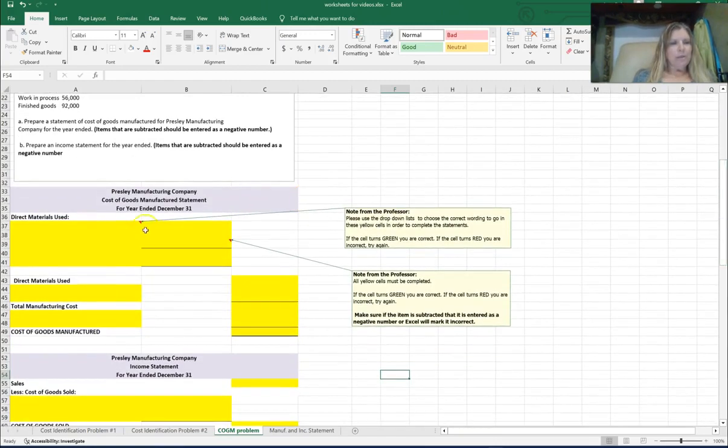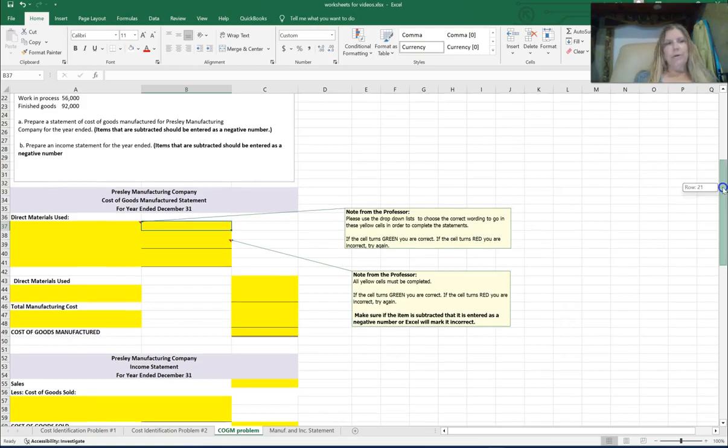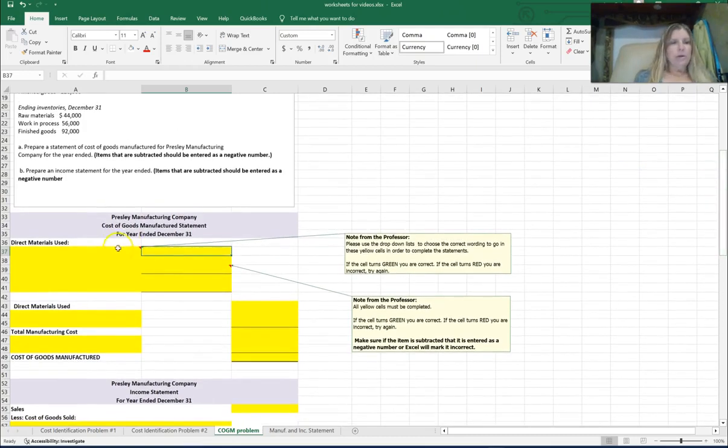I've got a drop-down list whenever you have to put an account type or account name, and then over here you put the numbers, and the box will turn green if it's correct and red if it's wrong. So the very first thing we have to do is figure out our direct materials. We've got direct materials, direct labor, and manufacturing costs. Remember, we covered those in the last video.